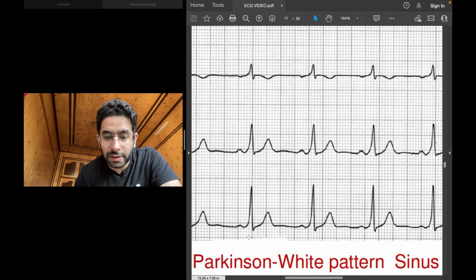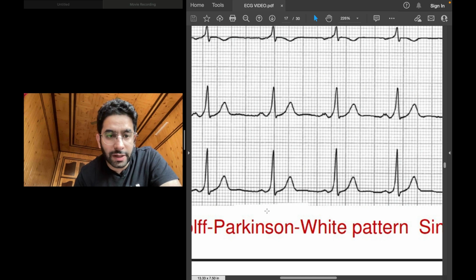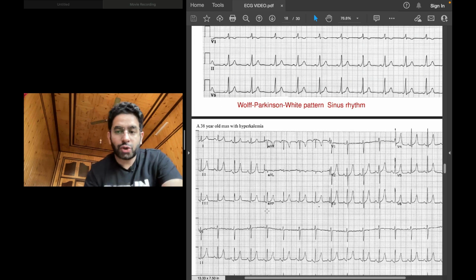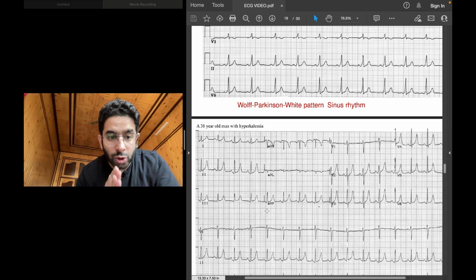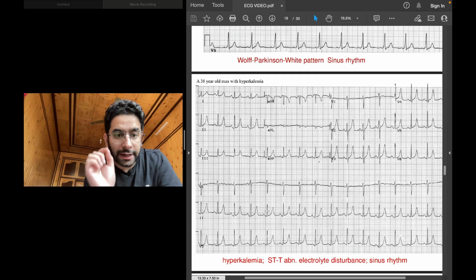So again, you can appreciate in the lead at the bottom, short PR interval, slurred upstroke, followed by QRS complex. That is Wolff-Parkinson-White pattern. Now, there are a few more ECGs that are important. They're important clinically, and they're also important from an exam point of view. And among those are the electrolyte abnormalities.